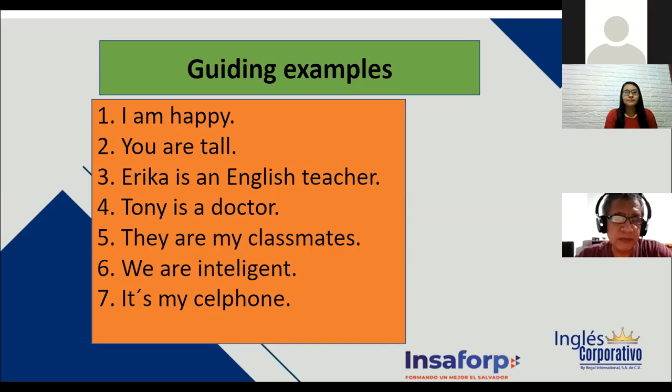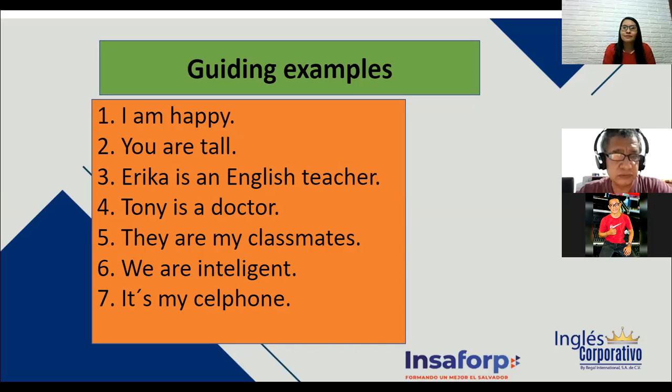Beatriz Contreras, please. You are tall. Esa A suena como O. You are tall. Repeat. You're tall. La A en tall suena como O. Tall. Yes. Alto. Tall. Very good. Emmanuel Ventura, number three, please.